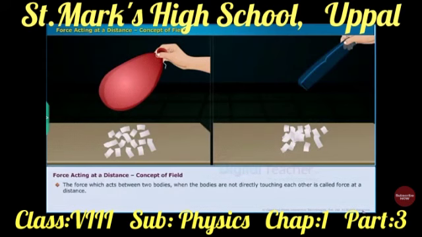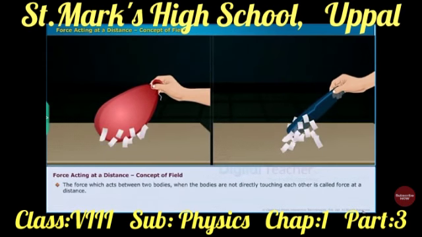The force which acts between two bodies when the bodies are not directly touching each other is called force at a distance. These forces can be explained by using the concept of a field. Let us do some activities to know more about the forces at a distance.